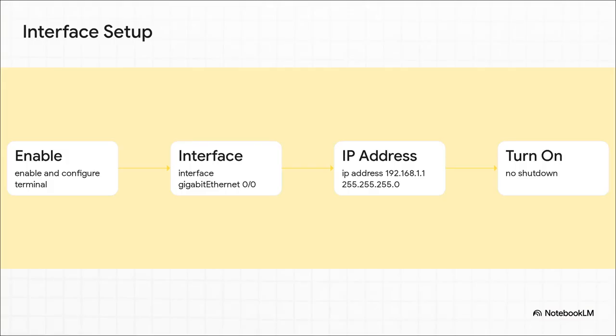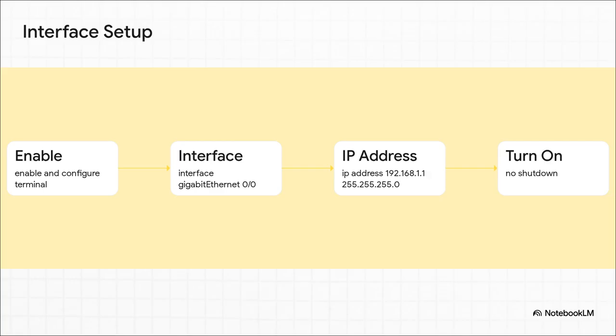So here are the core Cisco CLI commands we need to bring our interface to life. Step 1, we got to get into the driver's seat. You'll type enable to enter Privileged EXEC mode, and then configure terminal to get into Global Configuration mode. Simple enough, right? Then Step 2 is where we tell the router exactly which port we're working on. In this case, interface GigabitEthernet 0/0.